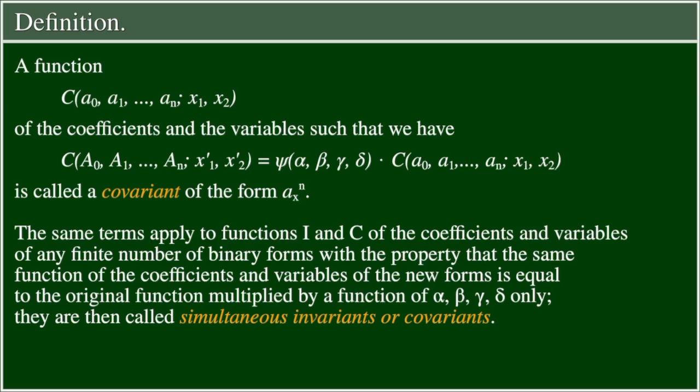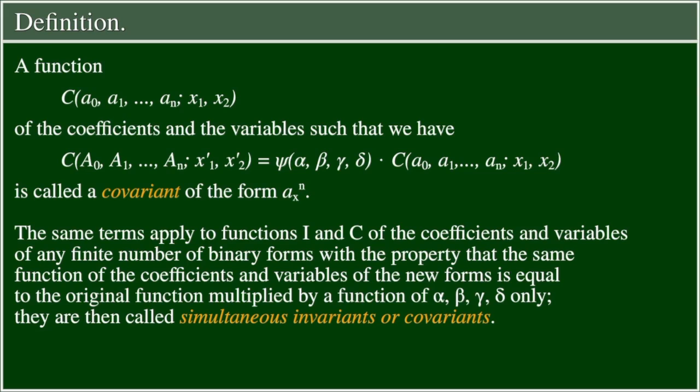A function c of a_0, a_1, ..., a_n; x_1, x_2, of the coefficients and the variables such that we have c(a_0', a_1', ..., a_n'; x_1', x_2') equals ψ(α, β, γ, δ) times c(a_0, a_1, ..., a_n; x_1, x_2) is called a covariant of the form a_x^n.